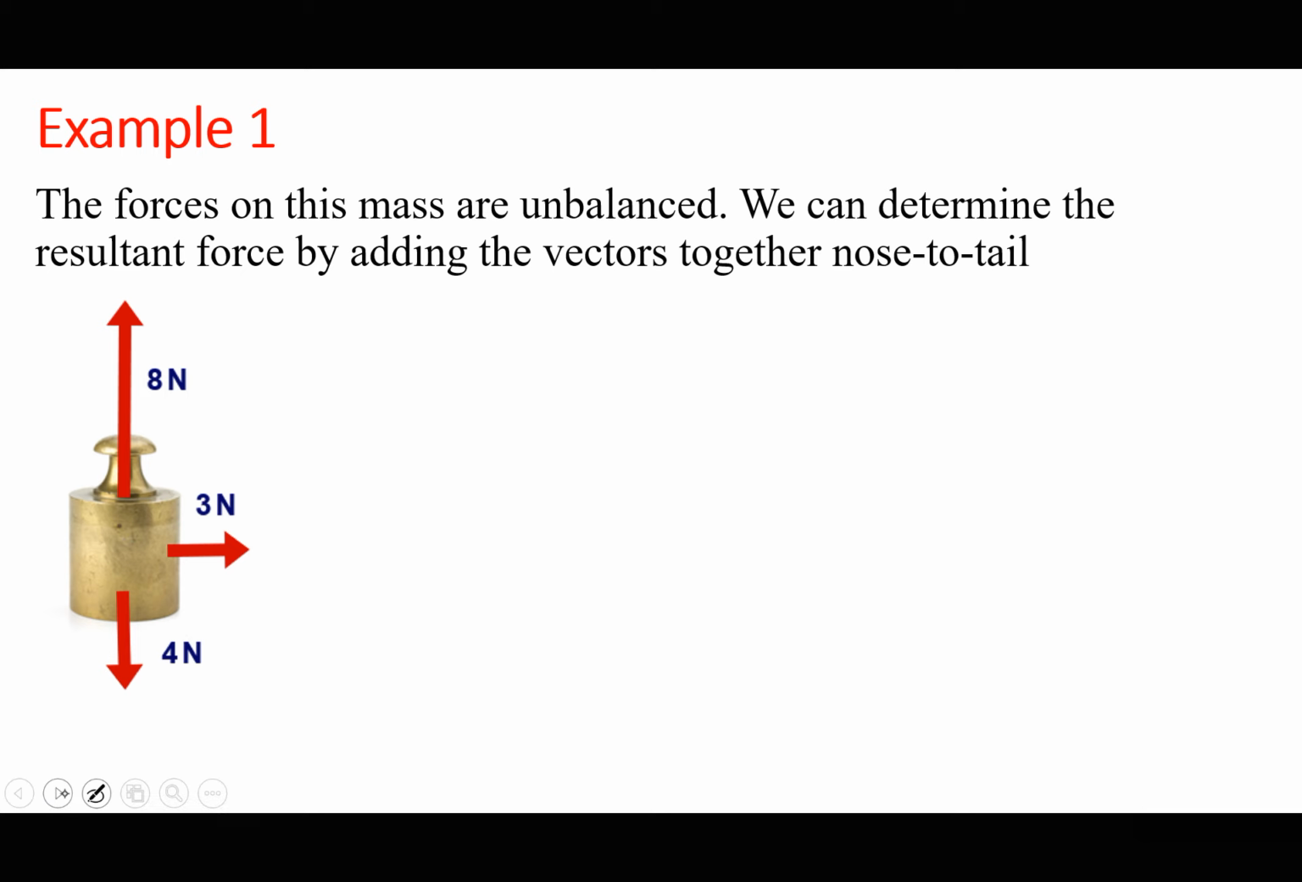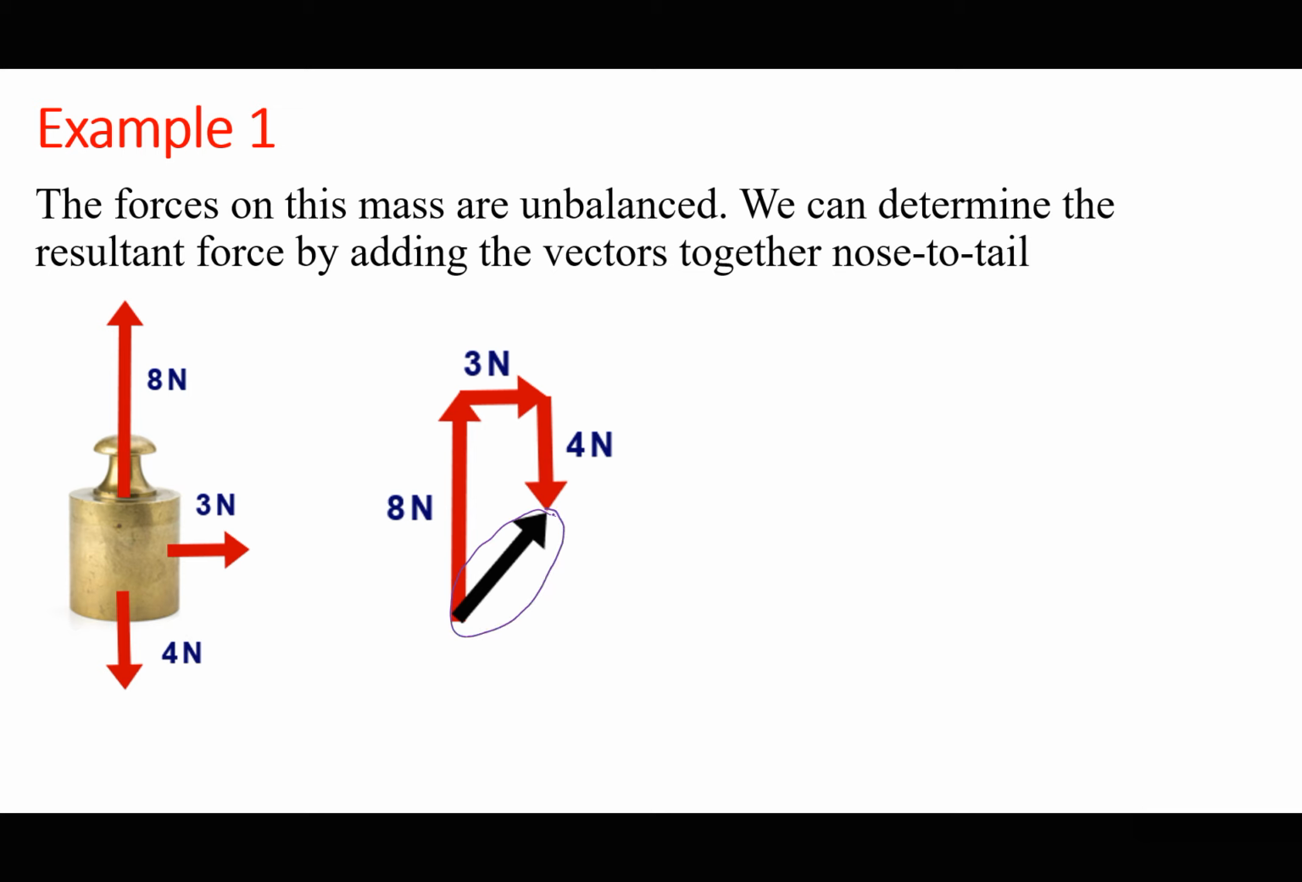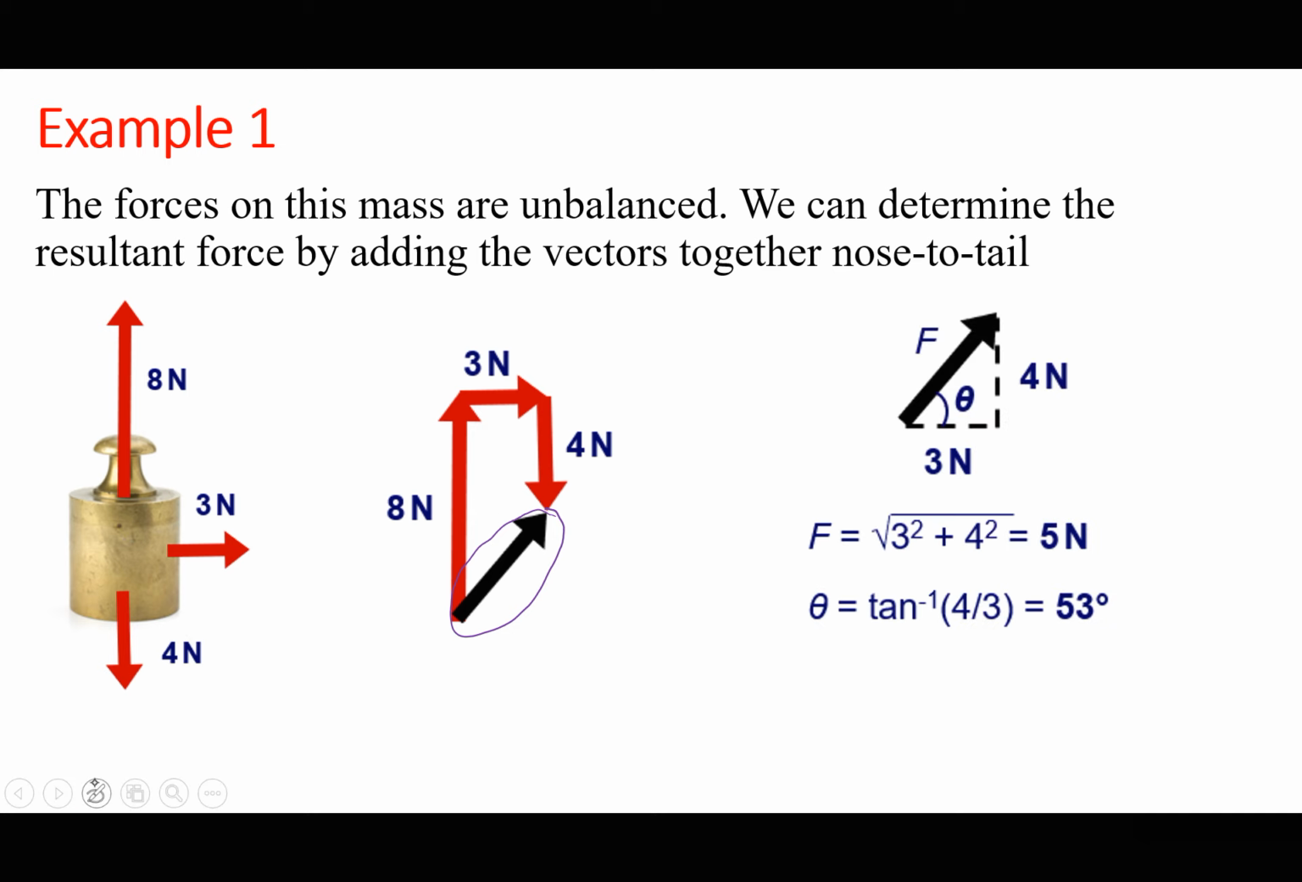So let's see. In this case, when I join 8 newtons to 3 newtons to 4 newtons, there is a gap left out. So that means the three forces are acting on a body and there's a resultant. And this resultant could be obtained either by Pythagoras theorem or to scale. So if we try to draw these vectors, we can combine 8 newtons with the 4 newtons. So the resultant of 8 and 4 newtons is going to be a vector of 4 newtons upwards.